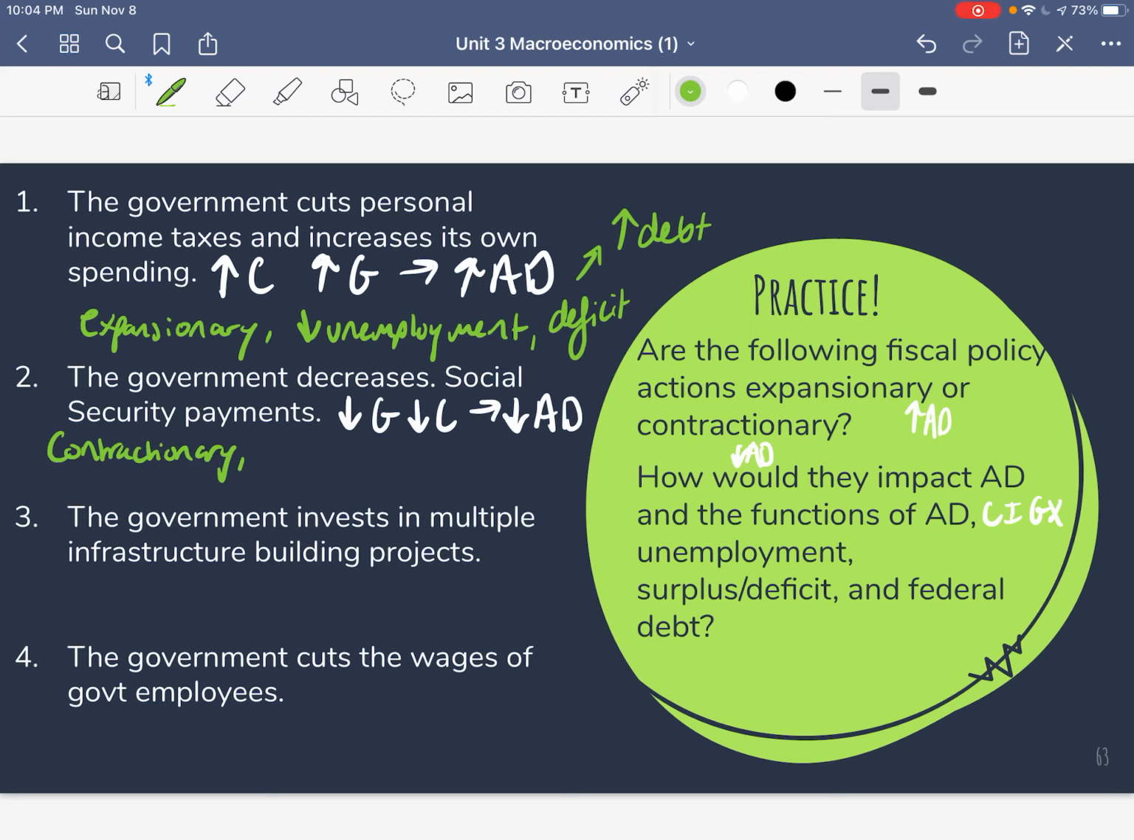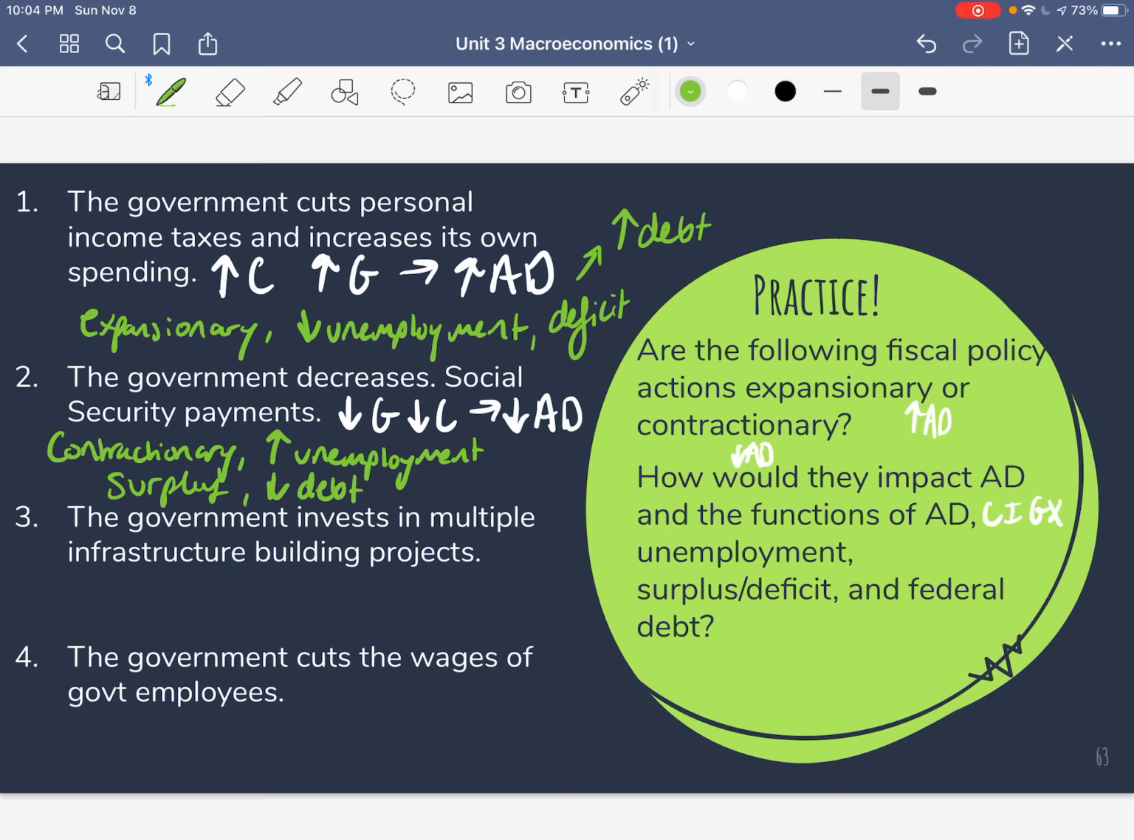So if we are contractionary, what is that going to do to unemployment? We're trying to lessen the economy. Well, if we're trying to lessen the amount of stuff that we're making in the economy, that's going to increase unemployment, which is a bad side effect of this, okay? If we are contracting the amount that the government is spending, though, what's that going to do for the debt and surplus or deficit? We might actually end up spending less than what we bring in because we're trying to cut back government payments. So this could be a surplus issue, and this would decrease our debt.